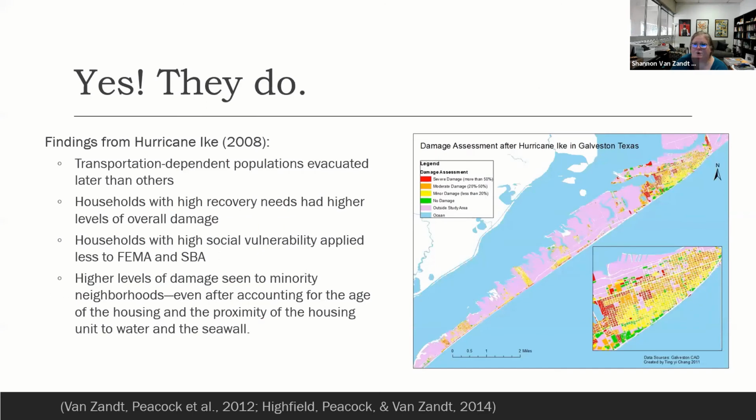We have found through the work that we've done in Galveston that the patterns do matter. In Hurricane Ike, we did see a strong correlation between social vulnerability and evacuation rates, damage rates, and whether a household applied for aid. I think that's an important one to remember, as well as damage to minority neighborhoods, even when accounting for the things that really should make a difference, like how close they are to the water and whether or not they're behind the seawall. The map that you see on the inset shows the different development patterns across Galveston.